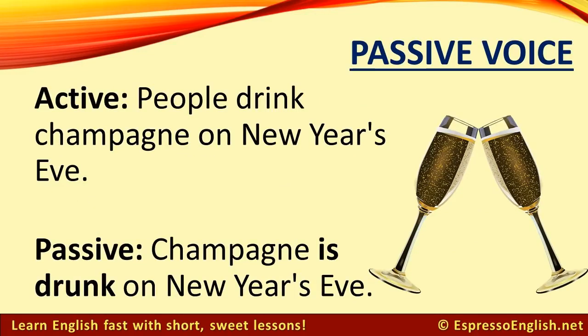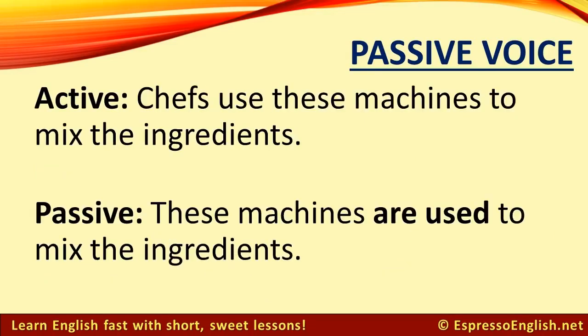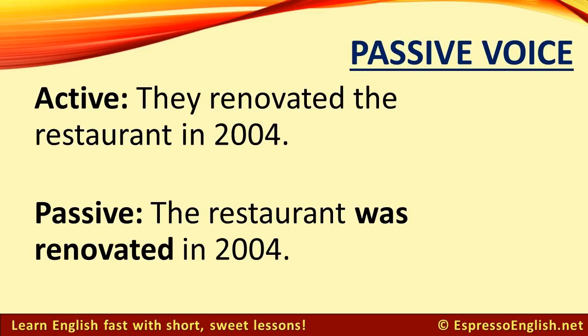Active: people drink champagne on New Year's Eve. Passive: champagne is drunk on New Year's Eve. Active: chefs use these machines to mix the ingredients. Passive: these machines are used to mix the ingredients. Active: they renovated the restaurant in 2004. Passive: the restaurant was renovated in 2004.